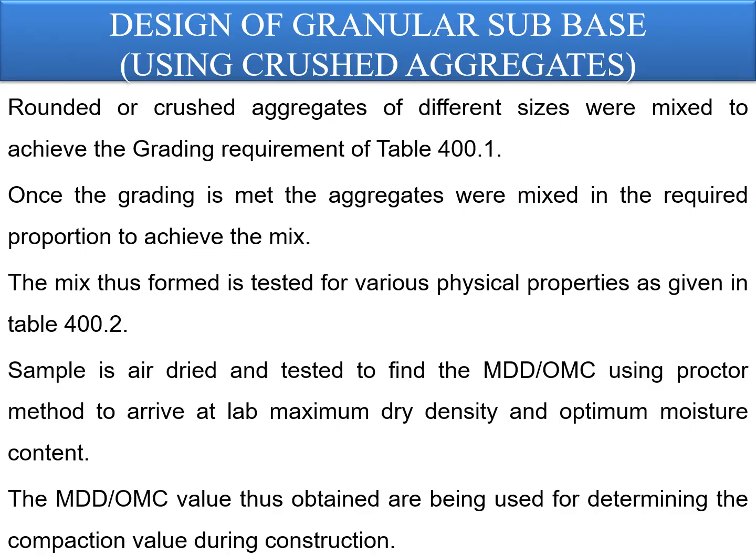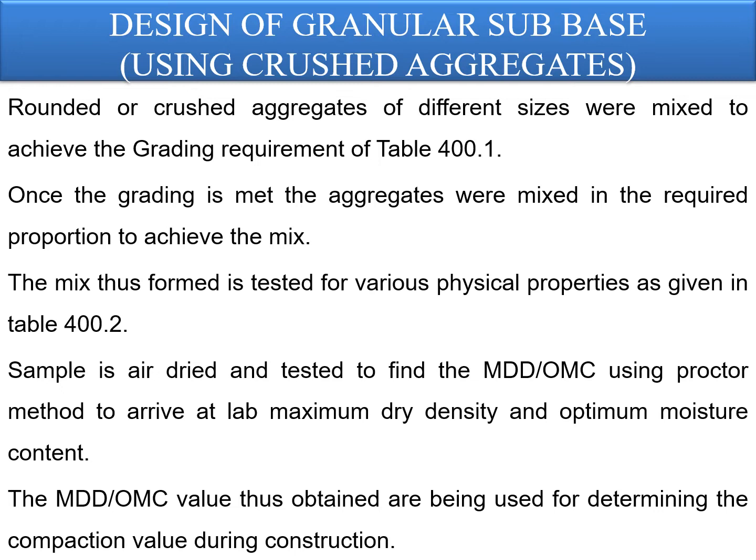If you are using crushed aggregates for designing the GSB, it can be round or crushed aggregates, or different sizes can be mixed in required proportions to meet the grading requirements given in Table 400.1. Or you can have the crushers adjusted in such a way that the output of the crushing material itself meets the grading requirements of GSB as given in Table 400.1.